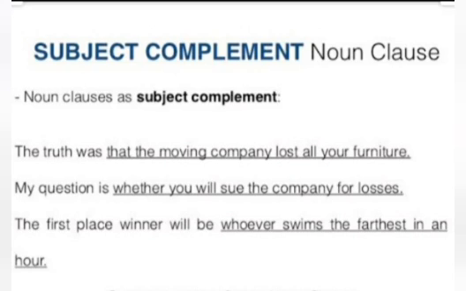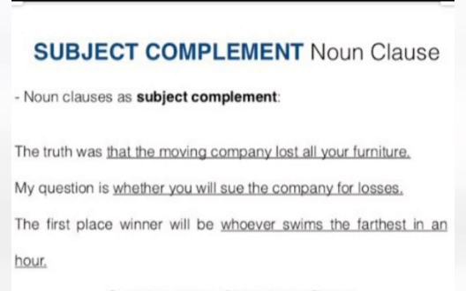Now I analyze. Before that, what is the second way out to find your noun clause? It begins with your relative pronoun. And the relative pronoun is what? That. Now, secondly, I analyze the sentence. What is the subject? The truth. What is the verb? Was.